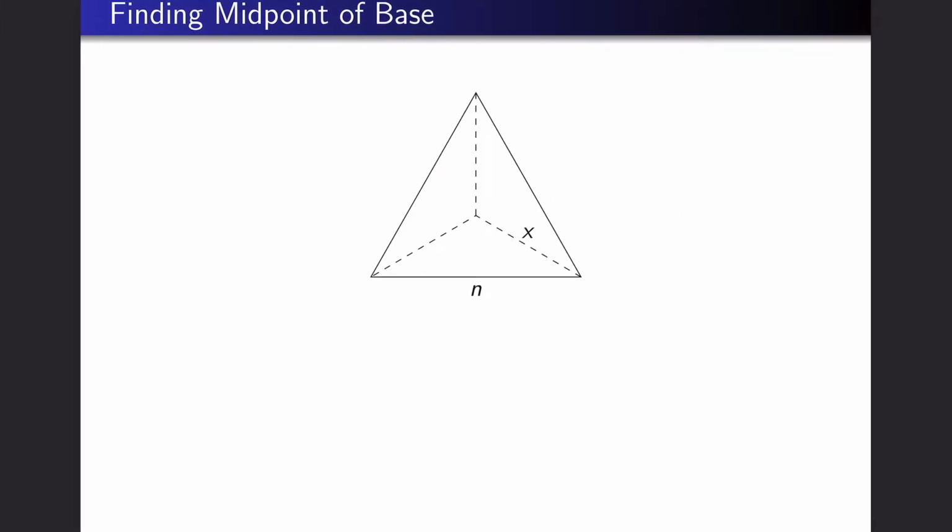This is what we're looking at. What we want to find is this distance x, the distance from one vertex to the midpoint of the base. And of course, the side lengths of this triangle are still n. Now, how can we do this?